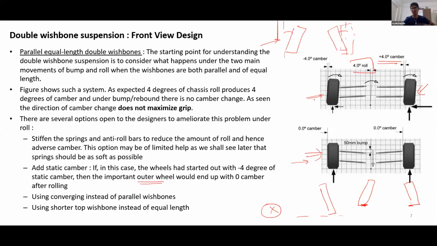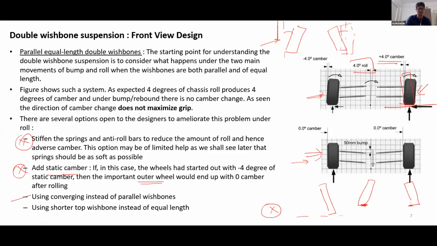But the cornering performance has increased because your outer wheel is now perpendicular to the road, right? So in an attempt to improve the cornering performance, we have degraded the acceleration and braking performance by adding a static camber. So even this is not a great solution. So what can we do?